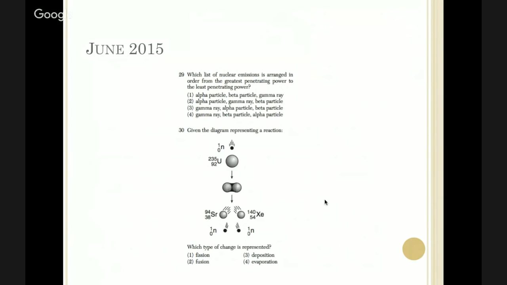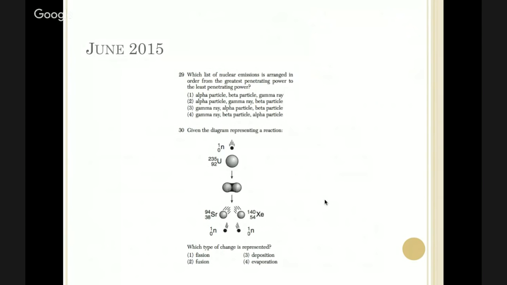An example that came up on a recent exam, as I mentioned, they're going to be towards the end of the section, so you can see them, 29 and 30. 29 says, which list of nuclear emissions is arranged in order from greatest penetrating power to least penetrating power? Again, greatest penetrating power means it can get through small, tight holes, so that would be gamma. And least would be things that can't because they're really big, so that would be alpha.